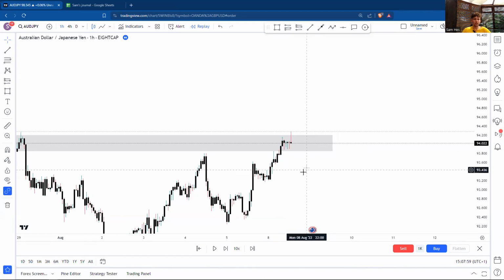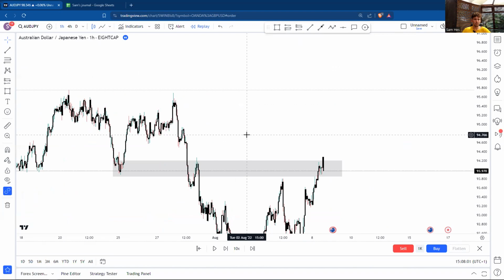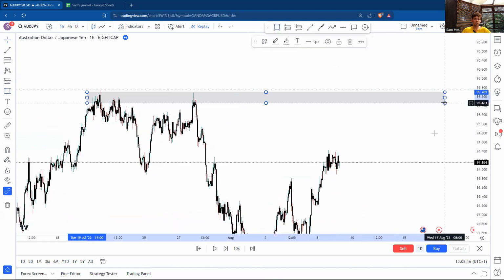Okay, a lot of hammers here. So it's good we didn't enter that. There's never really some strong rejection and price is broken through. Again, we're going to keep looking for the most extreme zones.